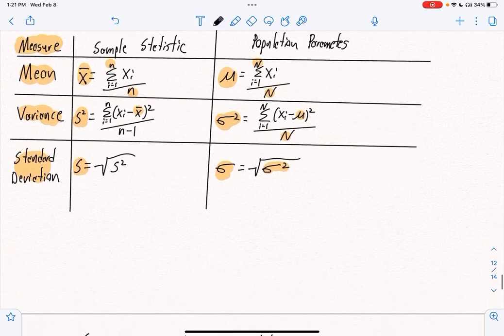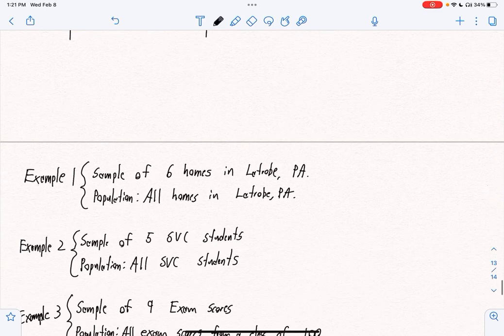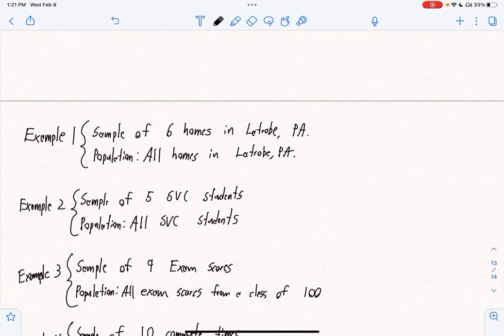So let's just think about some of the examples we've been working with so far. Our first example is just a sample of 6 homes in Latrobe, Pennsylvania. So our population would be all the homes in Latrobe, Pennsylvania. So here, little n is 6. I don't know how many houses there are in Latrobe, but let's say there's about 6,000. I want to know what the average number of bedrooms is in a Latrobe home. So I sampled 6, which is my guess for all homes in Latrobe, Pennsylvania.